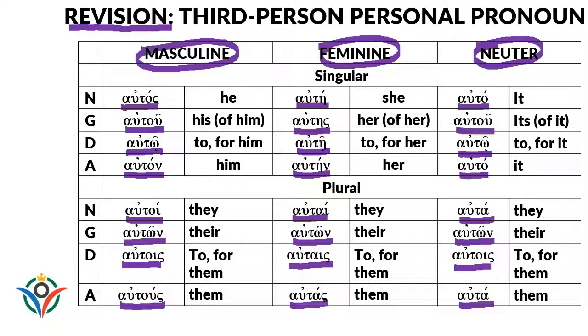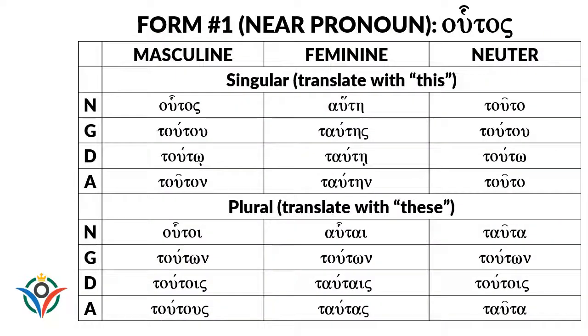forms of houtos together. So let's take a look at the demonstrative pronoun houtos. Remember that this is the near pronoun. So the singular forms we're going to translate with "this," and the plural forms we're going to translate with "these" as the English equivalents.